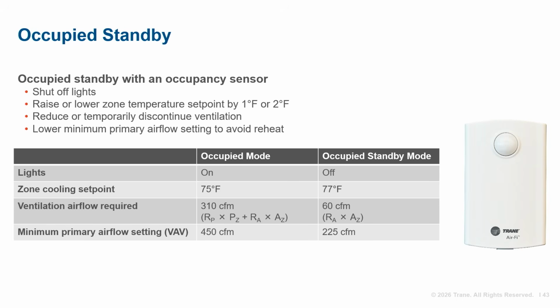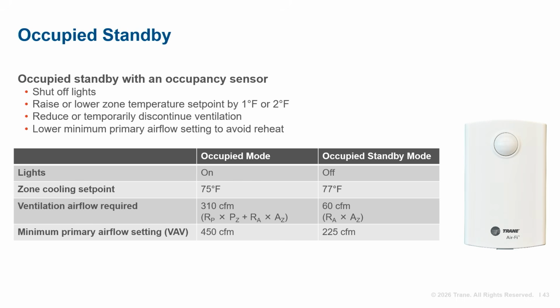The building automation system typically uses a time of day schedule to define when a zone is occupied or unoccupied. When an occupancy sensor is used in combination with this, the sensor can determine whether the zone is actually occupied. This can be used to enable occupied standby mode. When the zone is scheduled to be occupied, but it's not, the system can shut off the lights, adjust the zone temperature set point by a degree or two, and reduce the minimum required outdoor airflow.